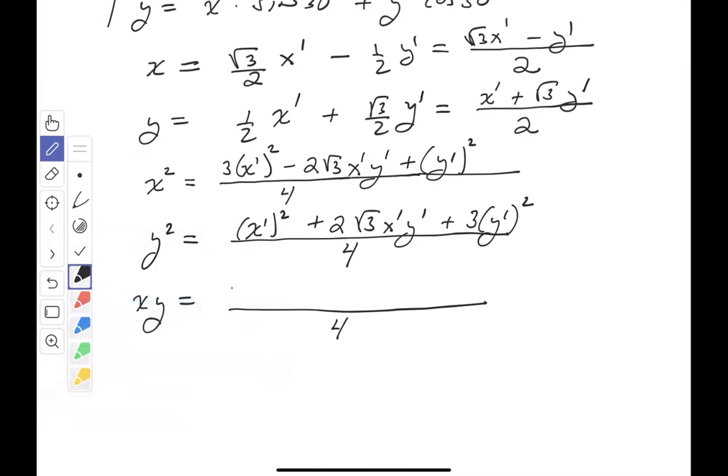Let's see. You would get root 3 x prime squared, right? And then you would get 3 x prime y prime minus x prime y prime, which would be 2 x prime y prime. And then what do you get? Minus, let's see what you get there, root 3 y prime squared. All right.